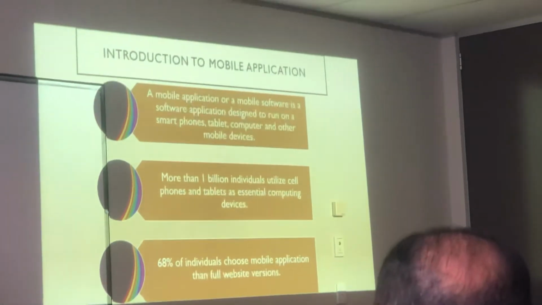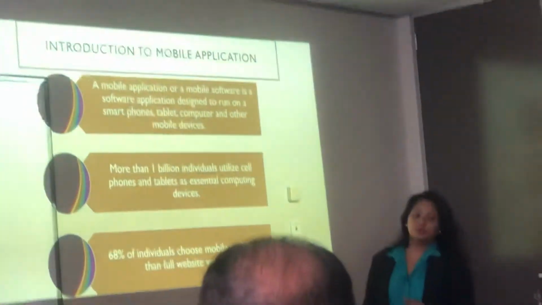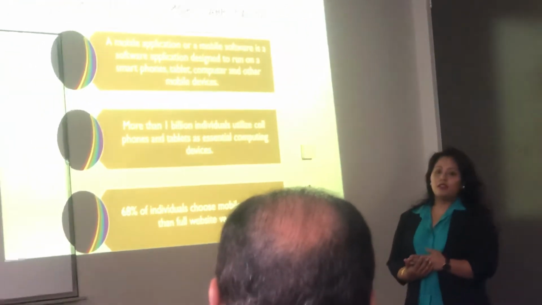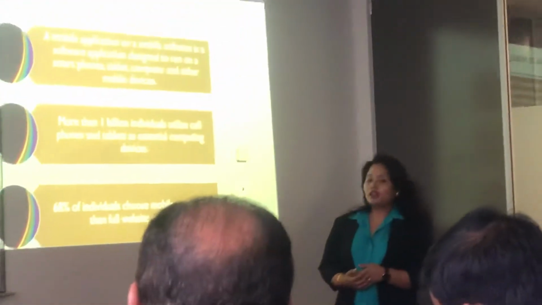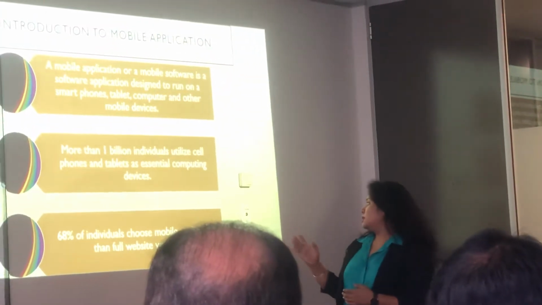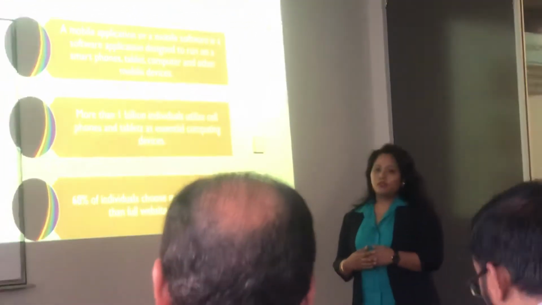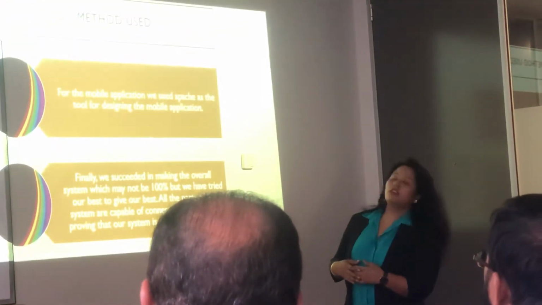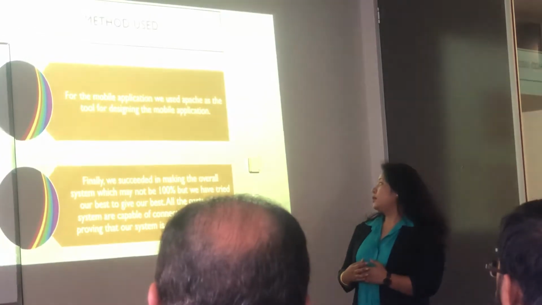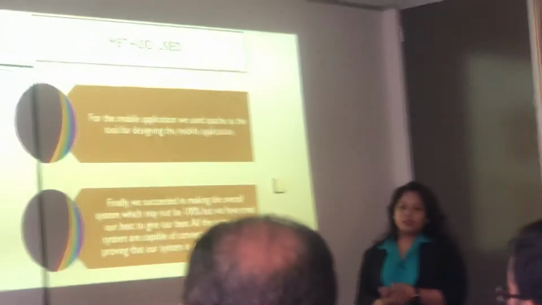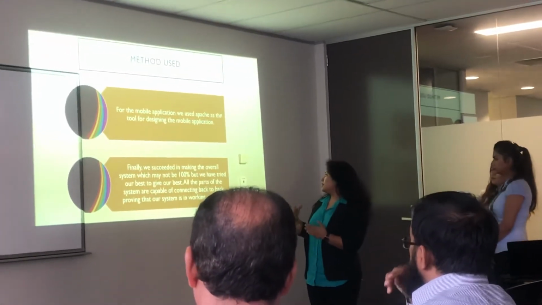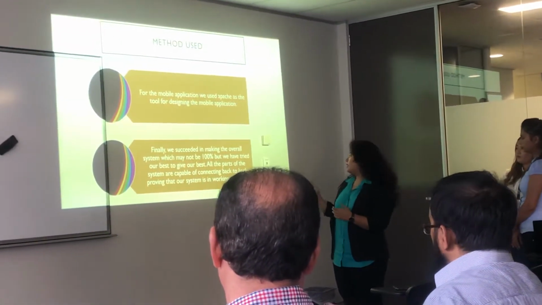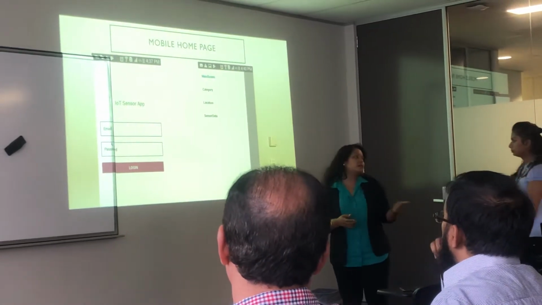Next, mobile. So we have just created the mobile application for our project. The mobile application is software designed to be used on smartphones or tablets. According to a recent study, 1 billion people use the mobile as an essential component, and more than 68% of individuals use mobile applications rather than the full website. Next, please. So we use Apache for creating the mobile application. We gave our 100% to make it work, and it was working as it connected to the back end, proving that it is in working condition. So next will be explained by Dhanji.